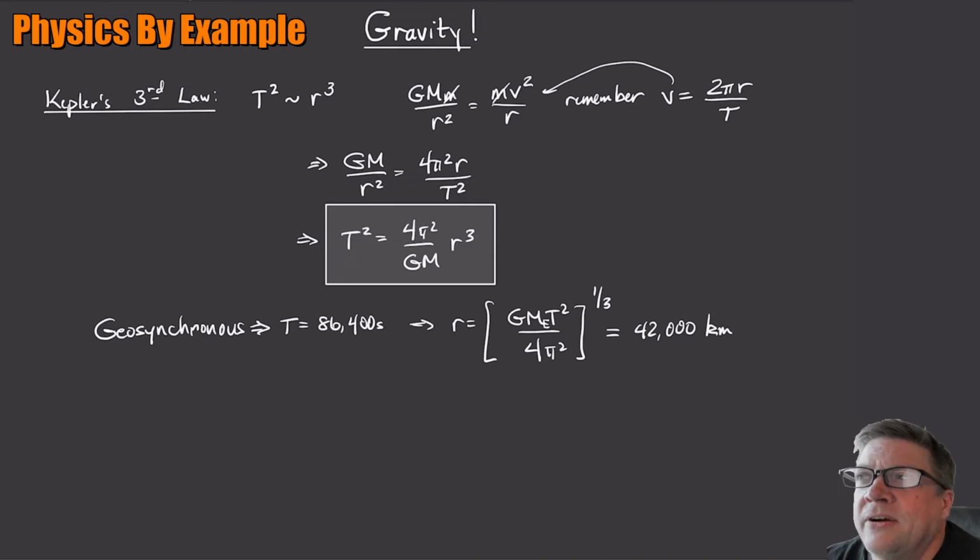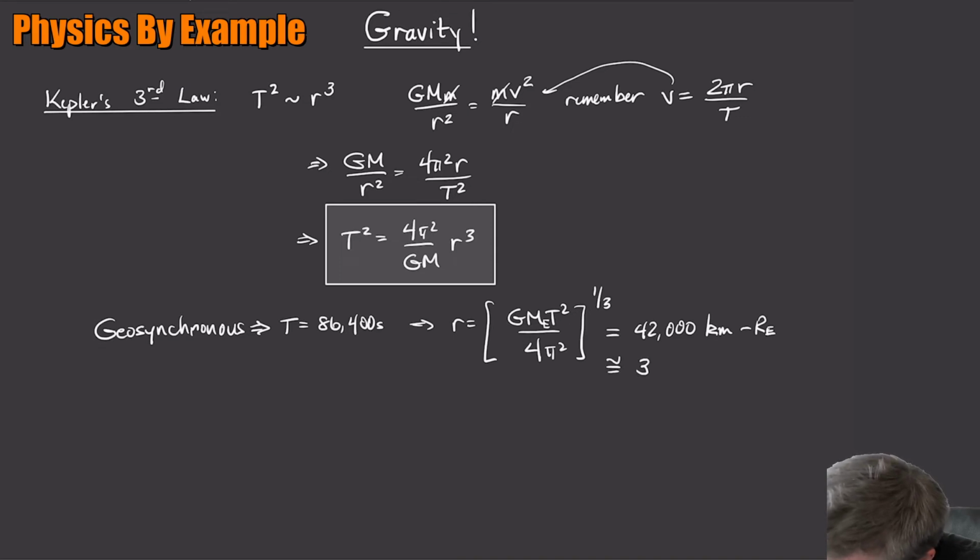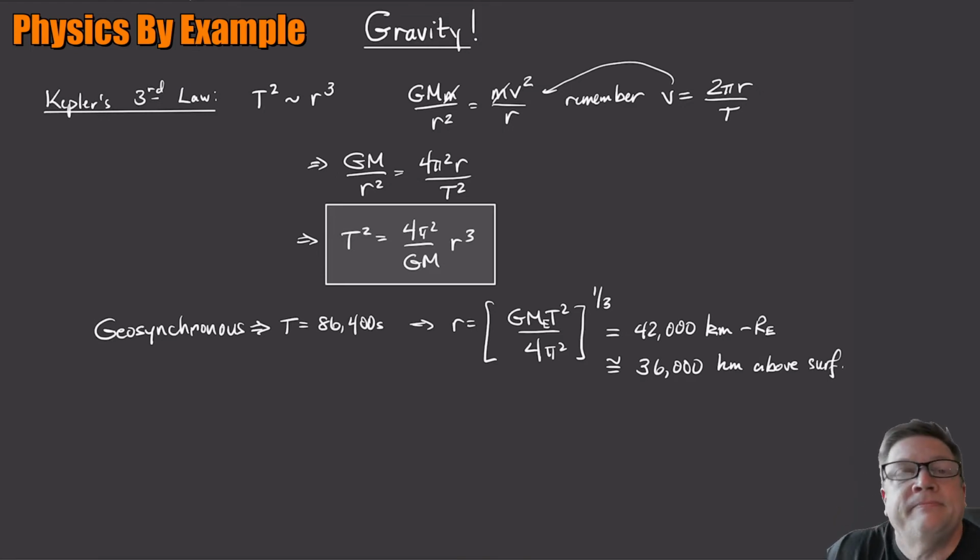Remember, that R is always between the centers of the objects. So that's 42,000 kilometers from the center of the Earth. So minus the radius of the Earth, it'll end up being something like 36,000 kilometers above the surface. So what is that, like 20,000 miles from the surface of the Earth? That's like a tenth of the way to the moon. I don't know, something like that. So that's how high a satellite has to be in order to have a period around the Earth of 24 hours. Very cool.